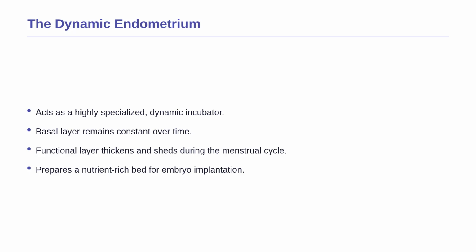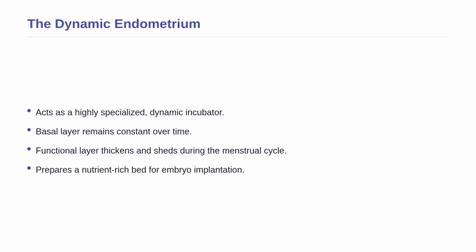Building on our understanding of uterine anatomy, let us focus specifically on its innermost layer, the endometrium. Think of the endometrium as a highly specialized, dynamic incubator. It is divided into two parts, a deep basal layer that remains constant and a superficial functional layer. Every single month, this functional layer thickens to prepare a fresh, nutrient-rich bed for a potential fertilized egg.